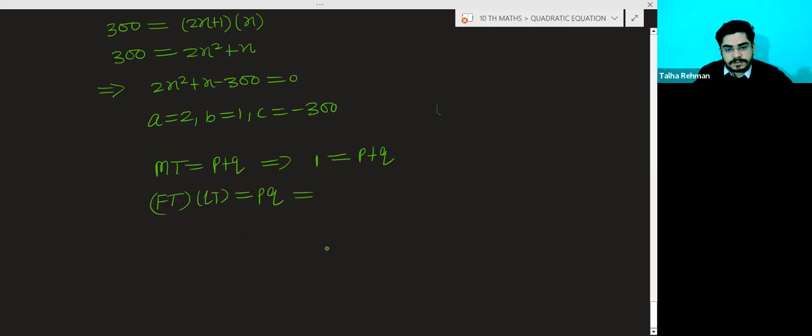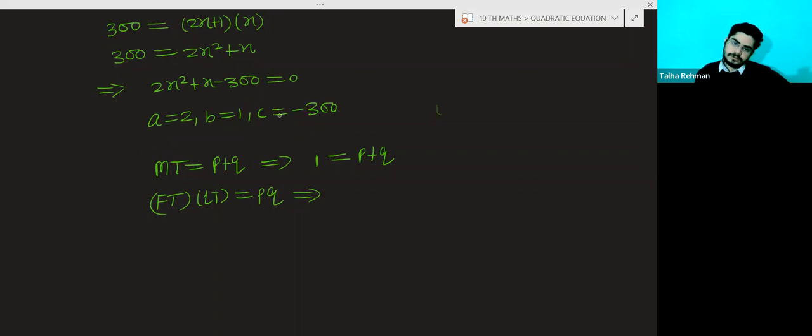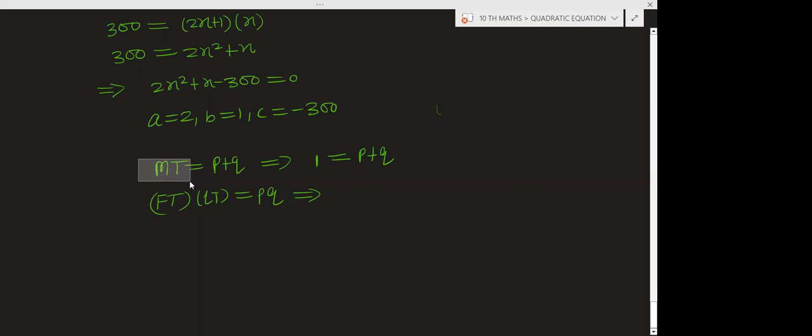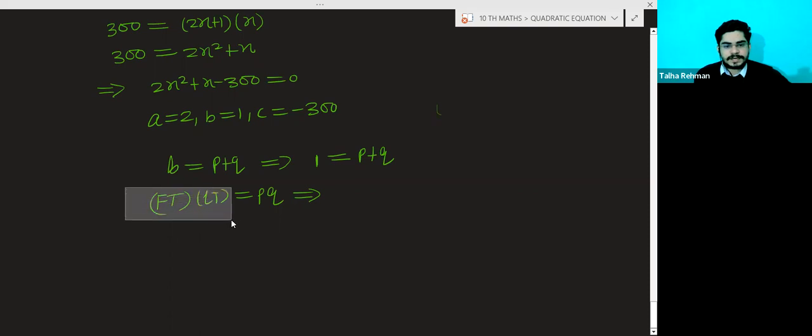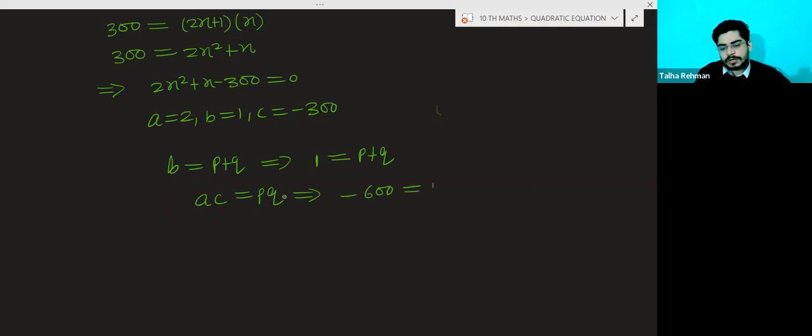What is the multiplication of the first term and the last term? a into c, that is minus 600. b is the middle term, and you can write ac is equal to pq. So it will be minus 600, and this should be equal to pq. Okay.